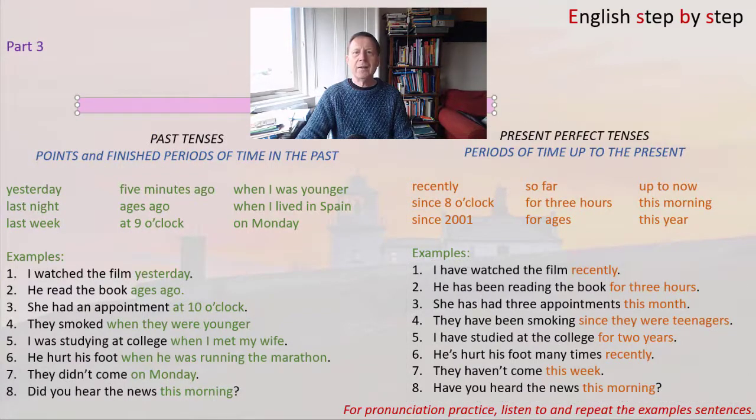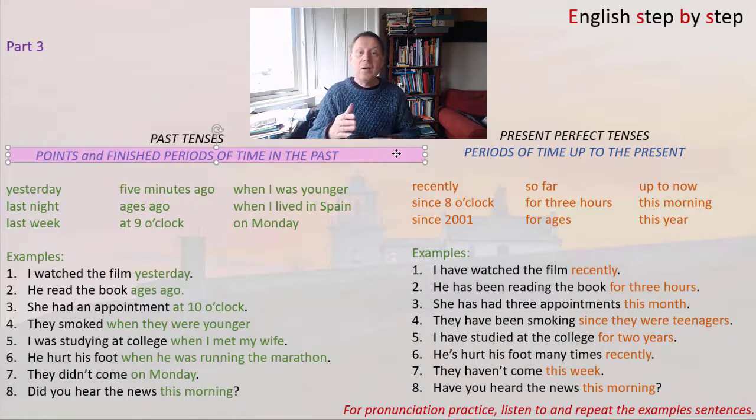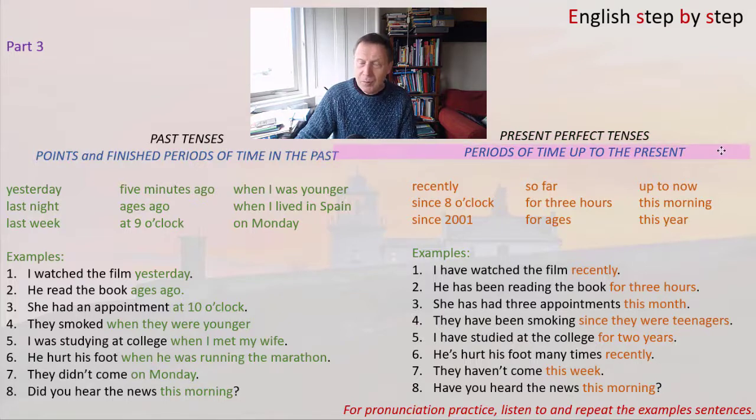So let's check our understanding of these tenses by looking at them together and making a comparison. Past tenses, we use points and finished periods of time in the past. And you can see I've added finished periods because it's in the past with no connection to the present. Present perfect tenses would be periods of time up to the present. So let's look at some examples. I watched the film yesterday. I have watched the film recently. He read the book ages ago. He has been reading the book for 3 hours.